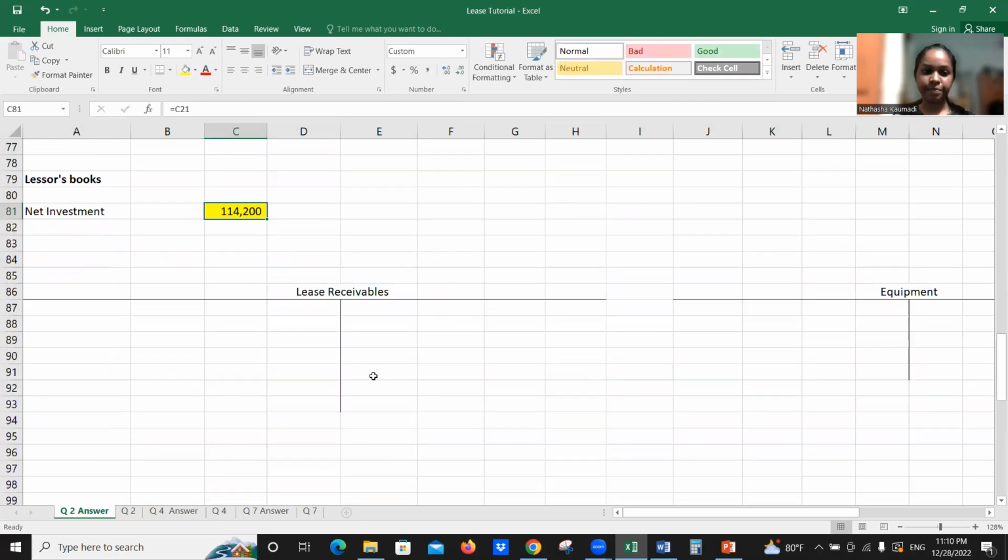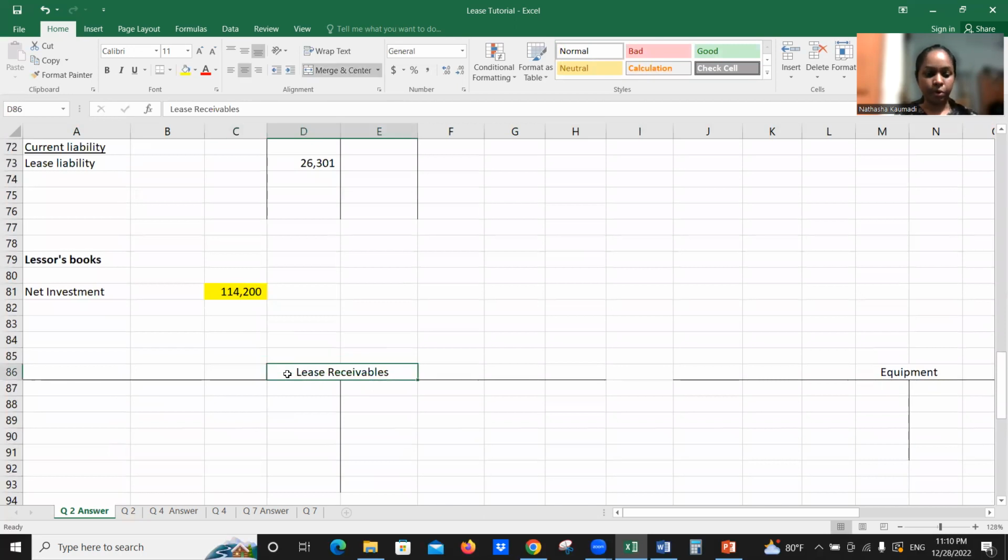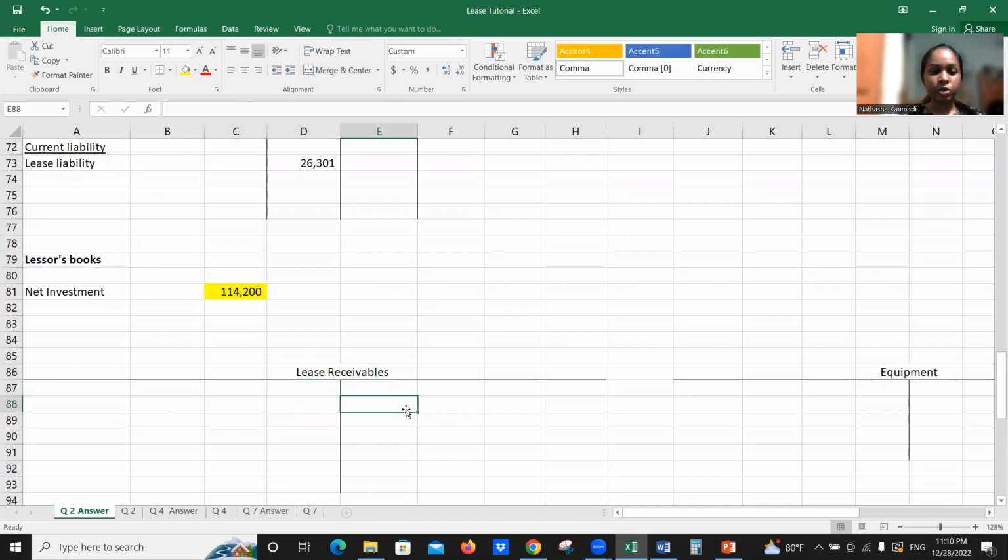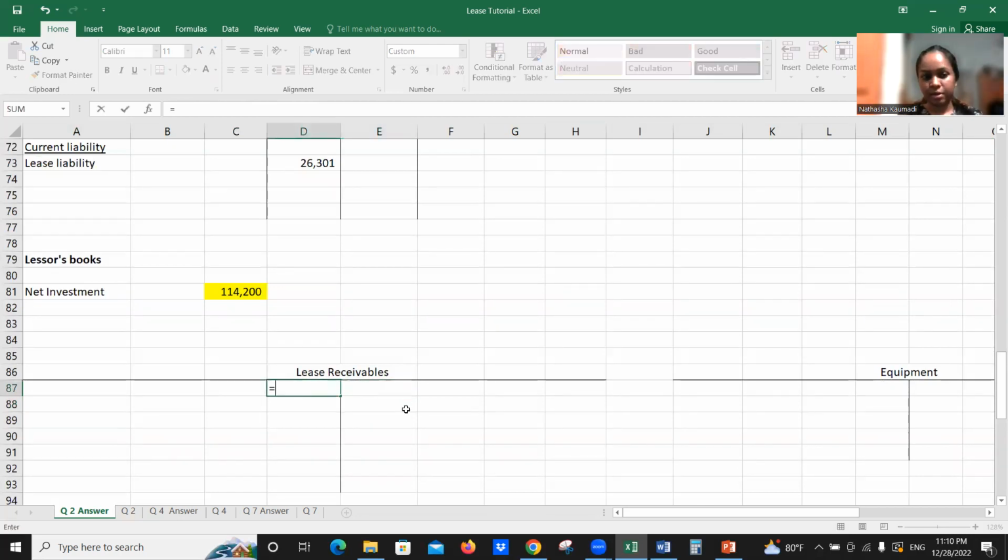Net investment. How to record this net investment in lessor's books? So you have one important ledger account. There's one important ledger account in lessor's books, that is lease receivables. Now, when it comes to lease receivables, it is an asset. ලෙසෝගේ පැත්තෙන් ලෙසීගෙන් හම්බෙන්න තියෙන values. It is an asset. එතකොට ඒ asset එක debit කරගන්න ඕනේ. 114,200. Lease receivables.